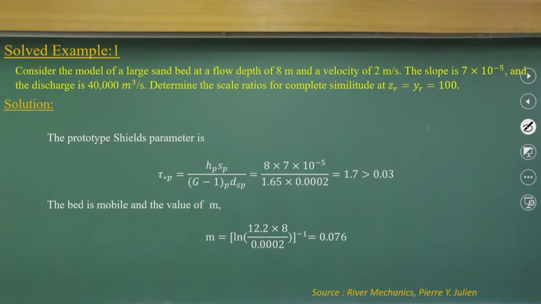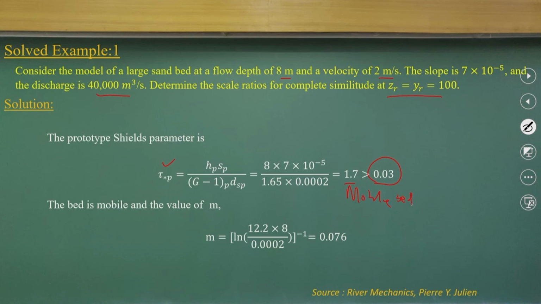Now, I will show one example; other examples you can study yourself. Consider a model of a large sand river with a flow depth of 8 meters, velocity 2 meters per second, slope, Y and ZR ratios, and then the discharge. First you have to compute the silt parameter. As the silt parameter is more than 1.7, we need to consider a mobile bed.